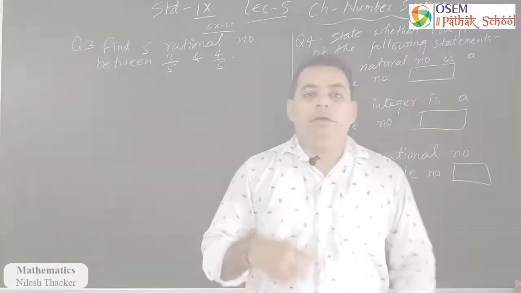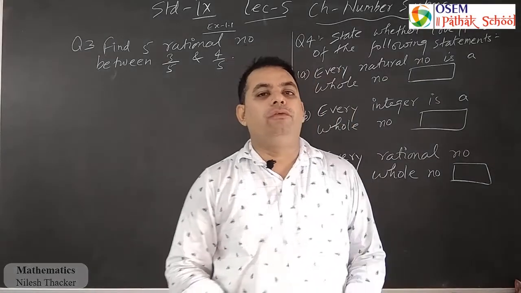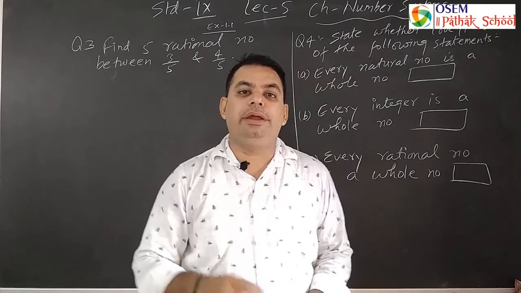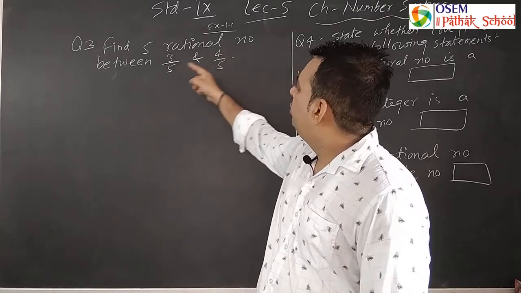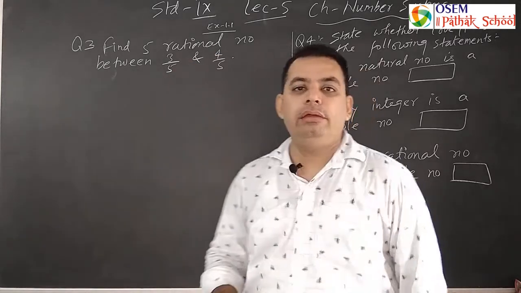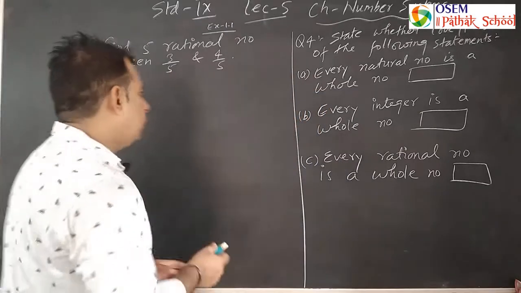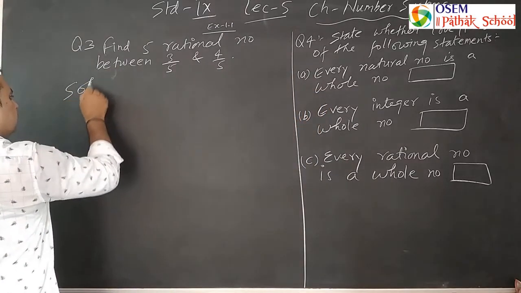Thank you everyone. We are going to solve question number 3 and question number 4 of exercise 1.1. Question number 3 is being given. Find 5 rational numbers between 3 by 5 and 4 by 5. I am solving it and I will explain it to you also. The solution is given over here.